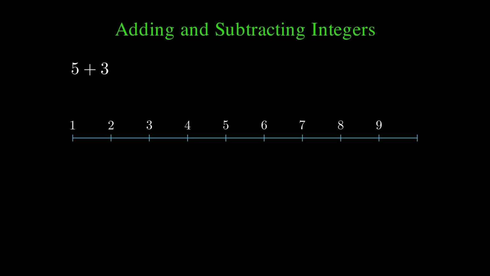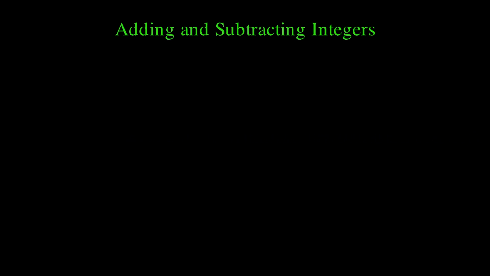We will start at 5 since we are adding 5 to 3 and go 3 units right to get to 8. So in this case, our answer is 8. Now, whenever we are adding a positive number, we will always move towards the right direction.